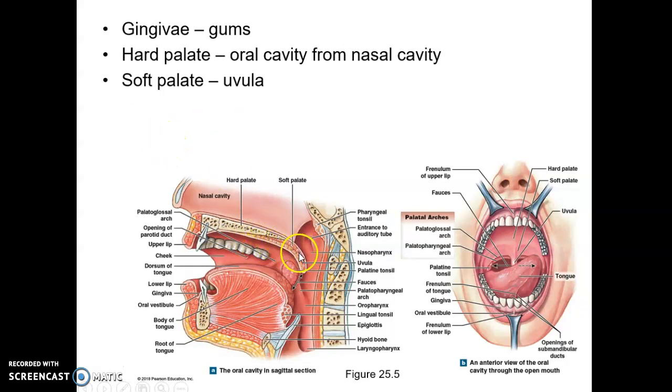The soft palate is posterior to the hard palate. It's just some muscle and connective tissue, epithelium, and the part that hangs down, that little thing there, is the uvula. When you swallow, the function of the soft palate and the uvula is to move upwards a bit and close off the opening to the nasal cavity, so that when you swallow, food goes back posteriorly and then is pushed down inferiorly into the esophagus once it passes the pharynx. And we'll talk about the regions of the pharynx soon.